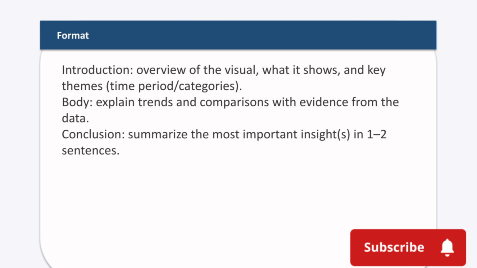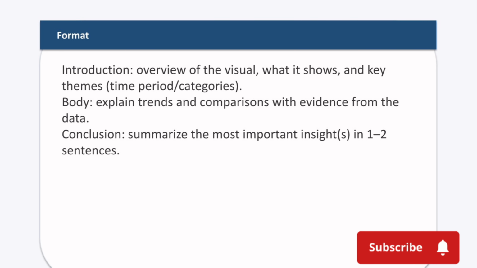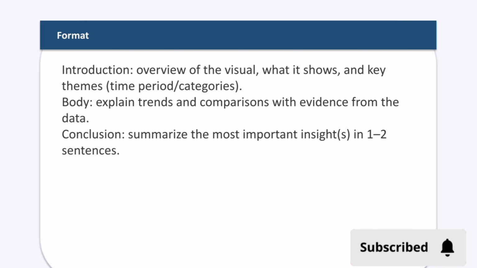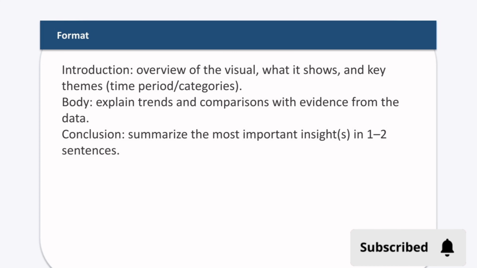An analytical paragraph is not just a description of what we see in the chart. It is not a summary of all the data without interpretation. It is also not a place to add personal views or assumptions. Simply listing numbers randomly will not earn marks. Instead, we must analyze patterns and relationships in the data.